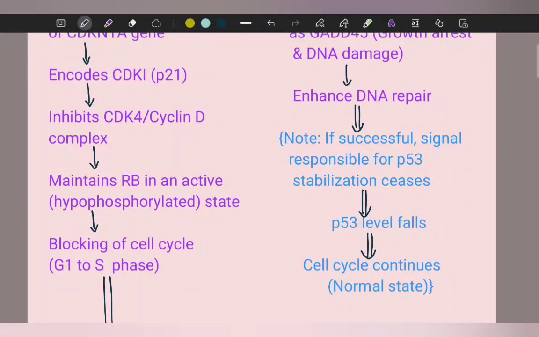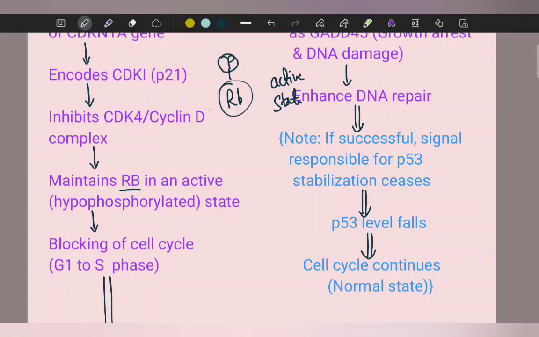Let me digress for a moment to explain retinoblastoma. So retinoblastoma is a protein which in active state is in hypophosphorylated form, which means less phosphorus is attached to the retinoblastoma protein.